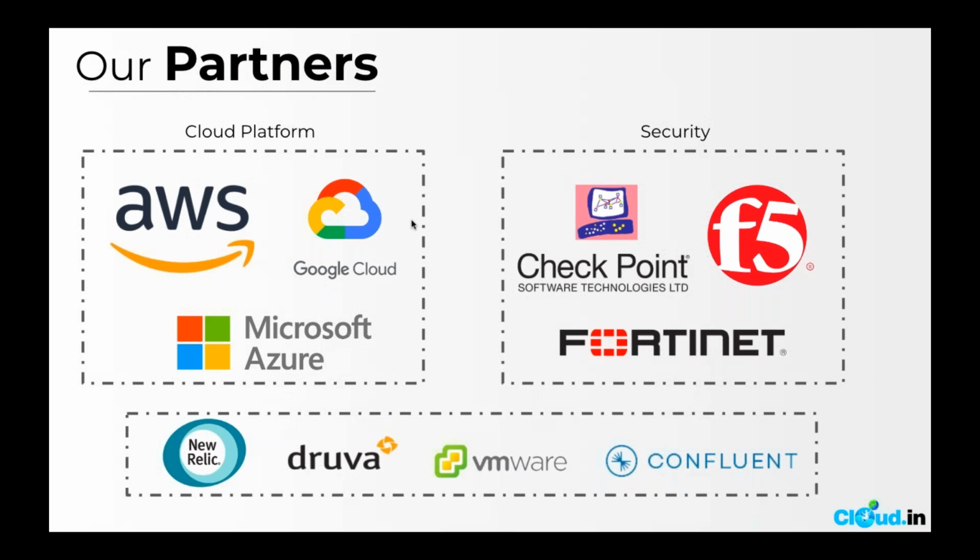These are the partners we are tied up with. As you can see, on the cloud platform side, the three main public clouds: AWS, GCP, and Azure. From a security point of view, for firewall and VAPT purposes, we are tied up with Check Point Software Technologies, Fortinet, and F5. For data resilience and data security, we are connected with Druva and VMware, and for dashboards, we are tied up with New Relic and Confluent. This is our overall partnership with multiple vendors, and we have expertise in every kind of platform, whether it is cloud, security, or data management.